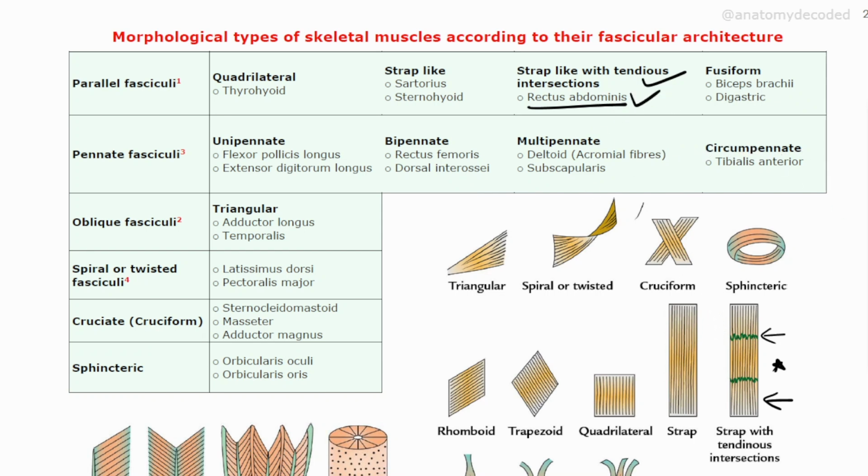Then parallel fibers which are spindle shaped like this. Examples here are biceps brachii and digastric. This kind of shape is referred to as fusiform shape. So all these are the different types of parallel fasciculi: quadrilateral, strap-like with tendinous intersections, and fusiform.